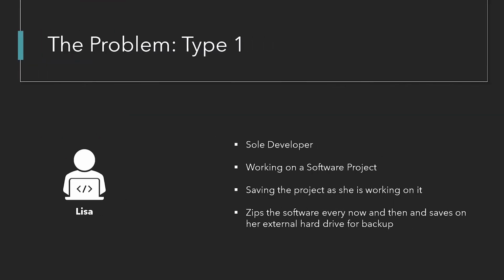Let's see what is the problem and why we use Git. So for an example, we have a developer here, Lisa. Lisa is a sole developer in her company and they are working on a mobile application. She is using very native and basic techniques to save her source code. She is saving the project as she is working on it, and when she finds some subsequent release is there, she saves it as a zip file to her backup drive. So she is having a backup drive with her and she's saving everything over there.